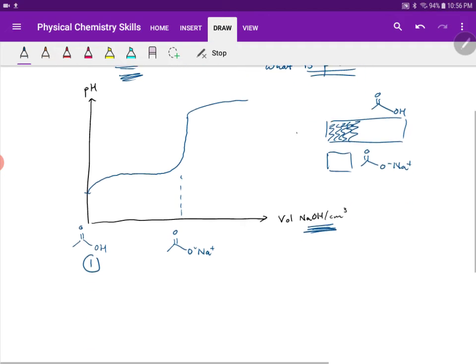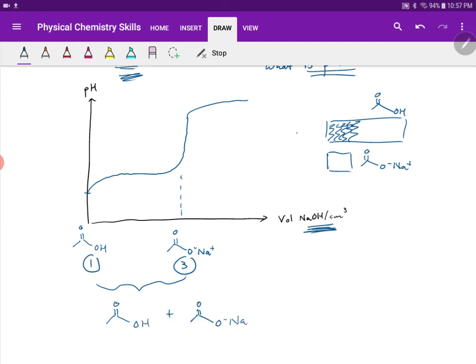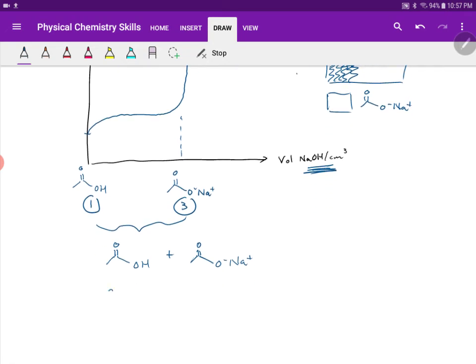From here to our equivalence point, which I'll call point number 3, we have a mixture of the acid and its conjugate base, which is the ethanoate. I hope you are able to see that this second point means it is a buffer solution. What kind of buffer is it? It is an acidic buffer.